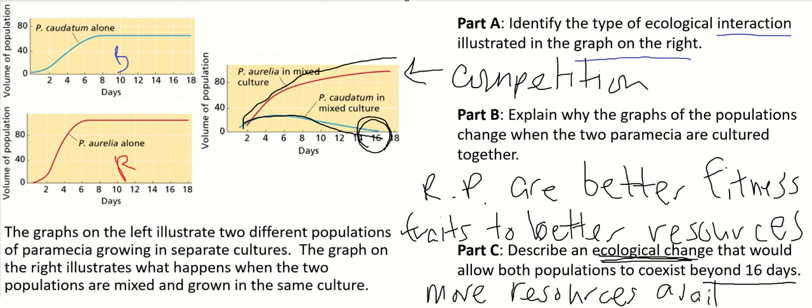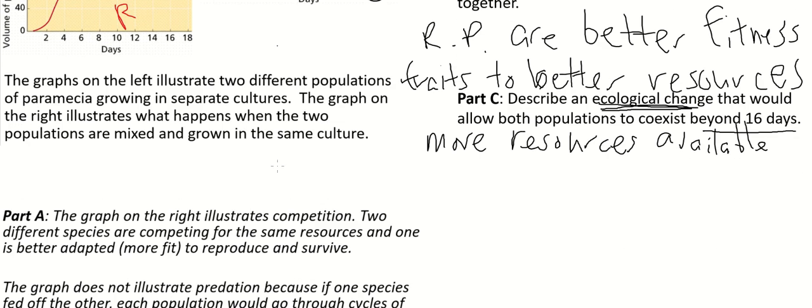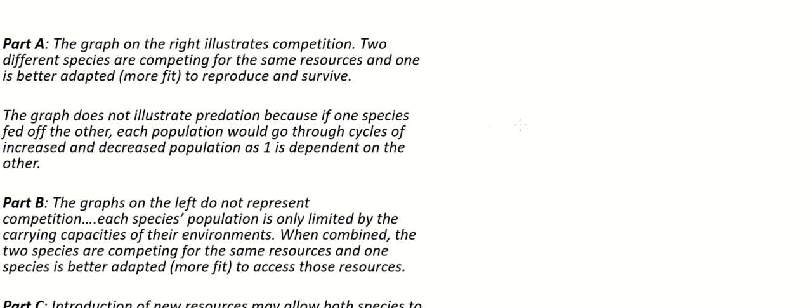Right, but it probably wouldn't make much of a difference in the longer term because clearly the red paramecium are better adapted to this environment. But if there was more, then they would coexist a little more beyond 16 days. So I'm running on a small screen. I typed this up for you if you want to pause the screen and check out the answer key.